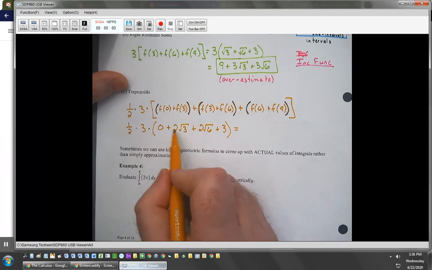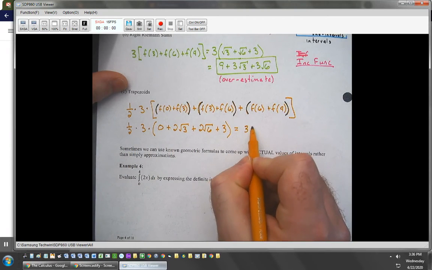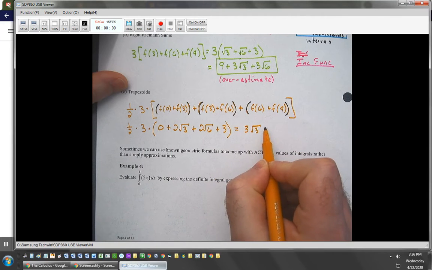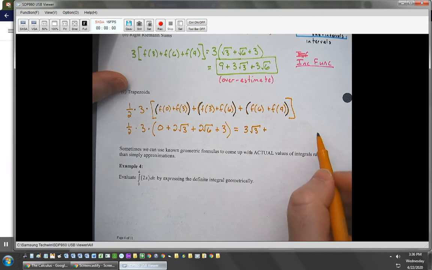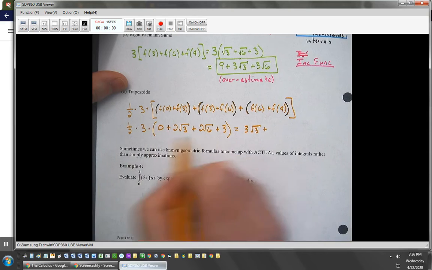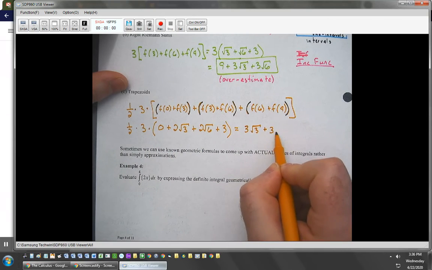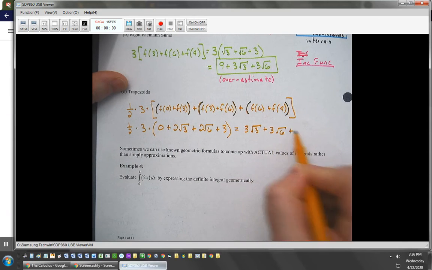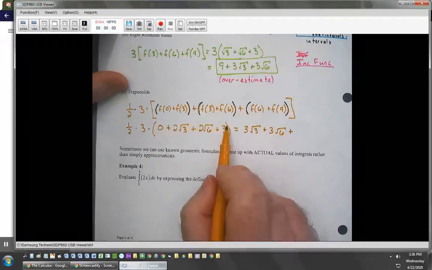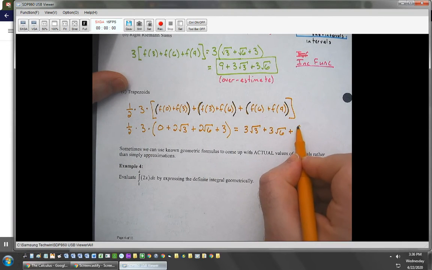So it's going to be 3/2 times 2, so that's 3 root 3, plus 3/2 of 2 is going to cancel again, so that's going to be 3 root 6, plus 3/2 times 3, that's going to become 9/2 or 4.5.